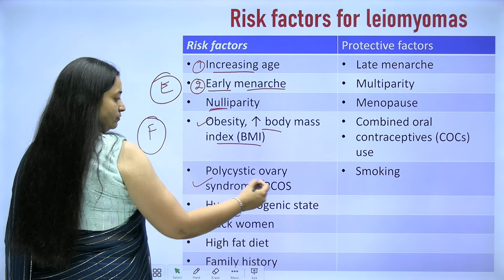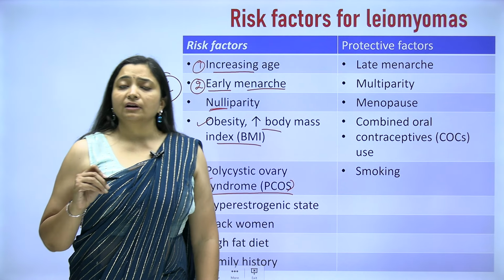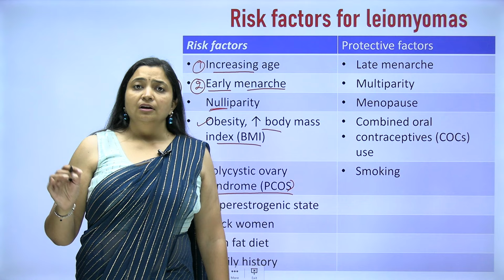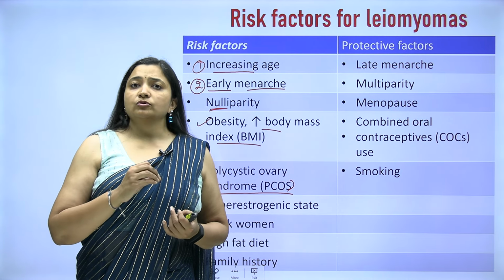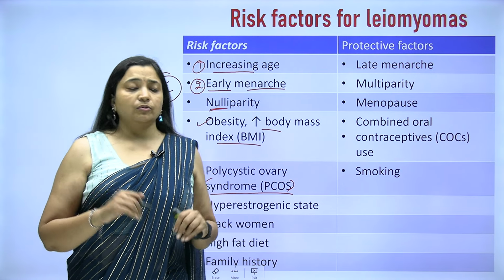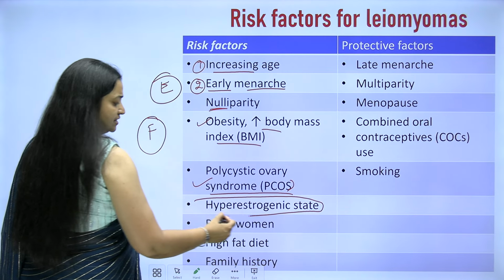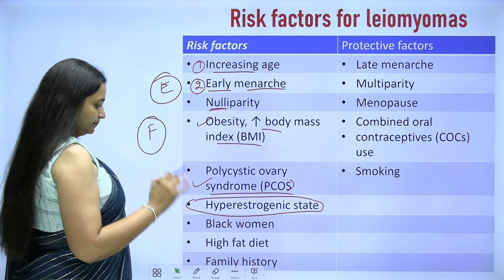See, polycystic ovarian syndrome, what does that mean? PCOS, we will be talking about this in detail, but in PCOS there is anovulation. The ovary does not ovulate, so there is no progesterone, and unopposed estrogen, a hyperestrogenic state, can lead to fibroid. So at the end, a hyperestrogenic state due to any reason may lead to fibroid.